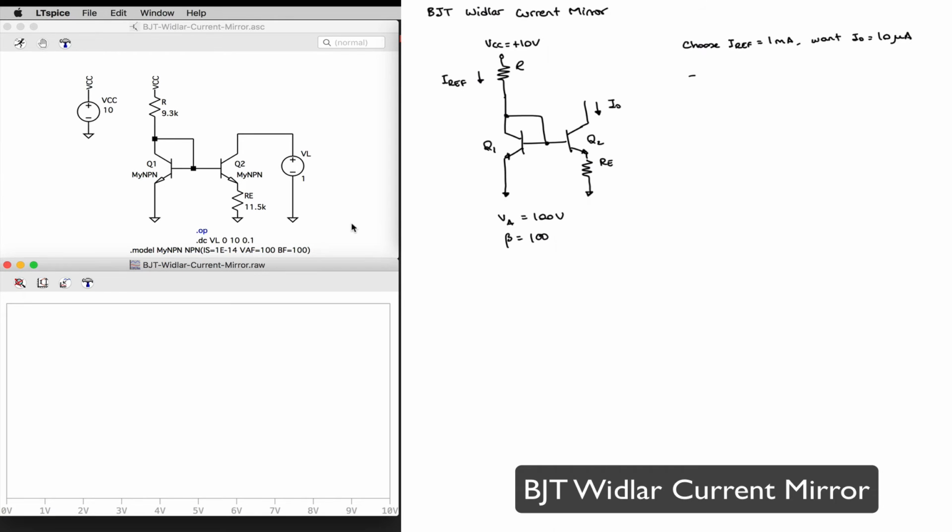My reference current is going to be determined by my R resistor, so it's going to be VCC minus 1 VBE drop across Q1 divided by R, and therefore my R resistor is going to be VCC minus VBE divided by IREF, or 10 minus 0.7 divided by 1 milli, which is 9.3K.